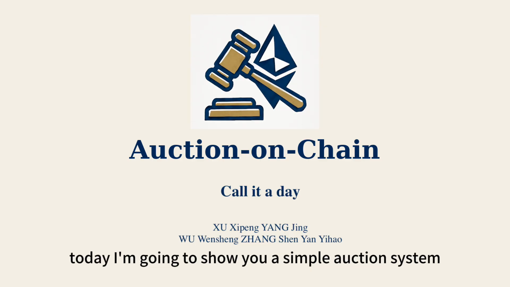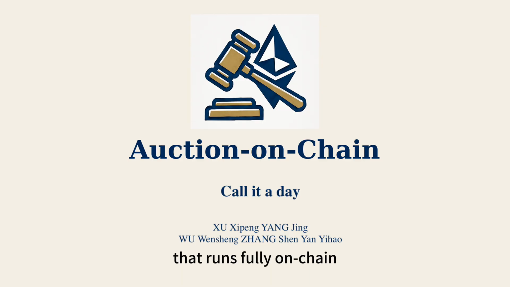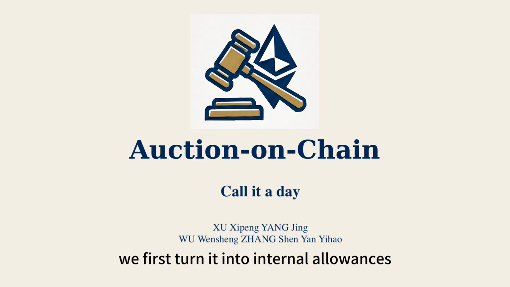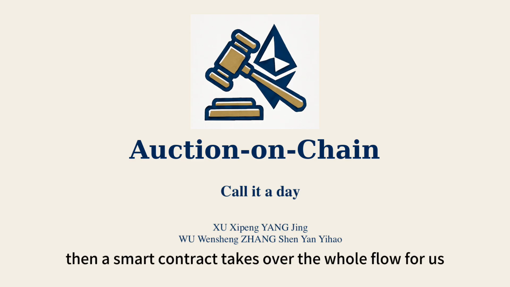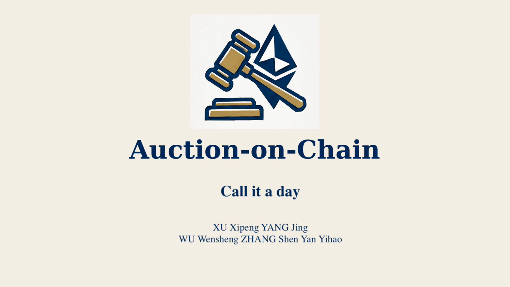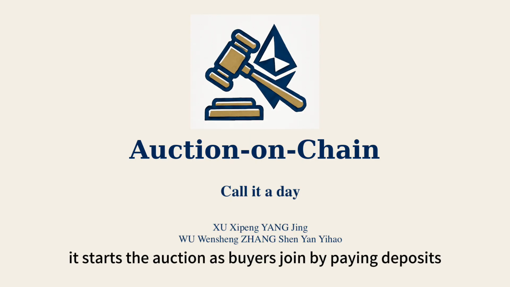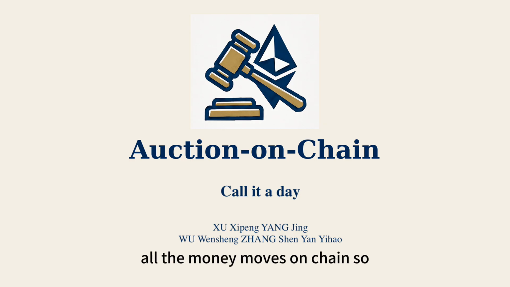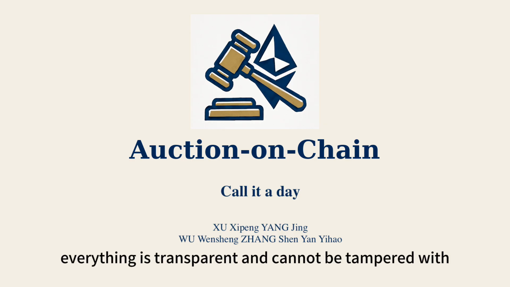Today I'm going to show you a simple auction system that runs fully on-chain. The idea is very straightforward. Whenever you have some inventory you want to sell, we first turn it into internal allowances on the blockchain. Then the smart contract takes over the whole flow for us. It starts the auction as buyers join by paying deposits, closes the deal, and finally lets the seller get paid. All the money moves on chain, so everything is transparent and cannot be tampered with.